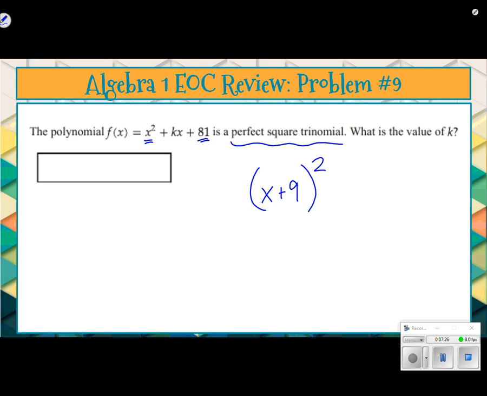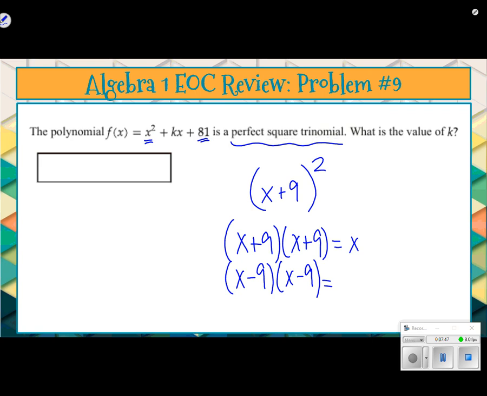They do indicate a positive, but I would say that if we were going to multiply this out, we do have 2 possibilities. I didn't think about that before. We could also have this one. So maybe a better wording would be, what is the positive value of k, or something like that. But you would have x squared plus 9x plus 9x plus 81. And the real idea is, what is the coefficient this gives you? Minus 9x minus 9x plus 81.